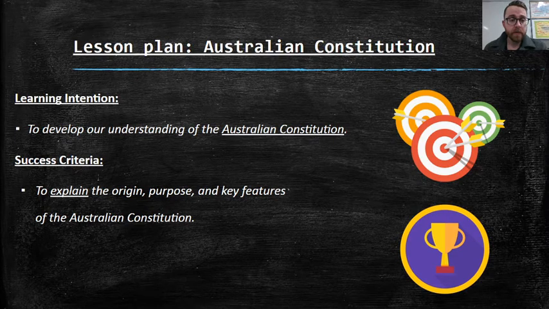So our learning intention is to develop our understanding of what is the Australian Constitution. Our success criteria is to explain what it is, when it was made, where it was made, why we need a constitution, and then the key features of the Australian Constitution.